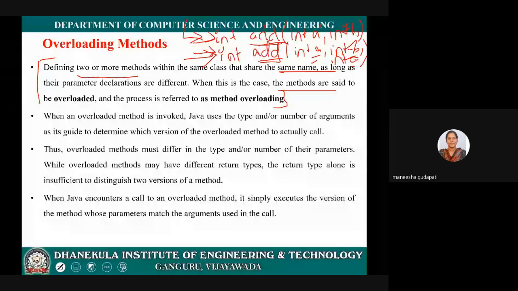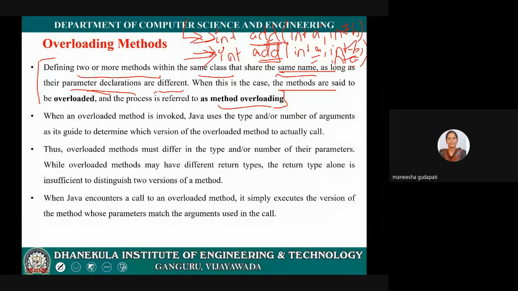What is method overloading? Defining 2 or more methods within the same class that share the same name. So here what is the difference? The parameter declarations are different. For those methods, parameters are different. Remaining everything is same. This is called method overloading.